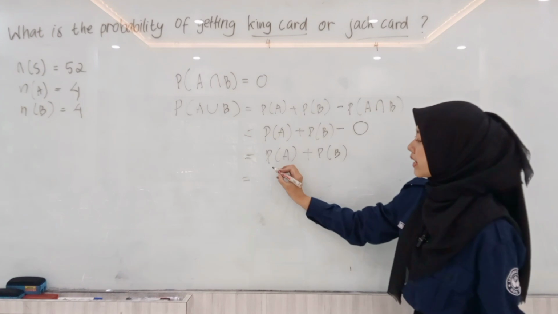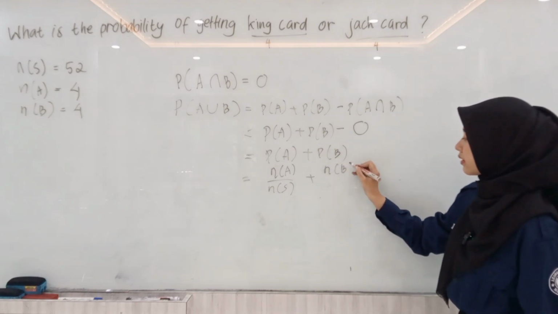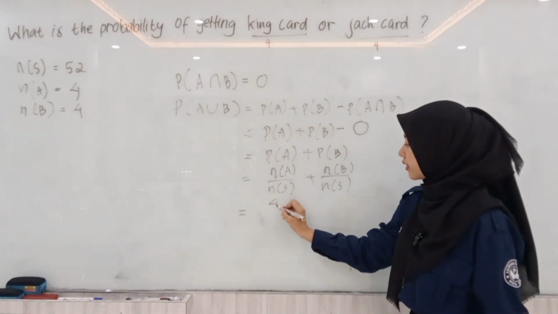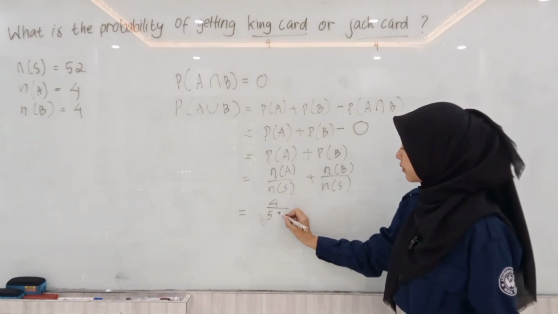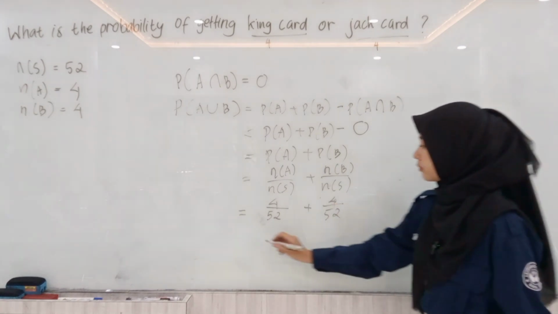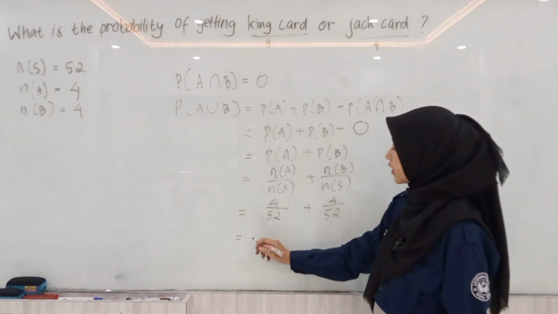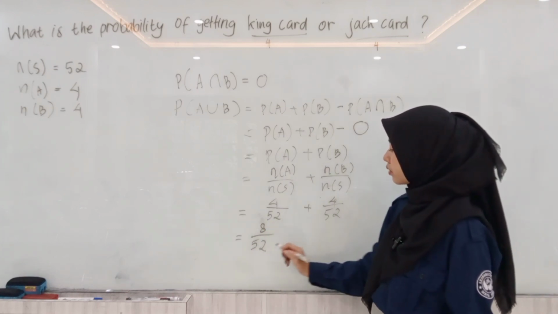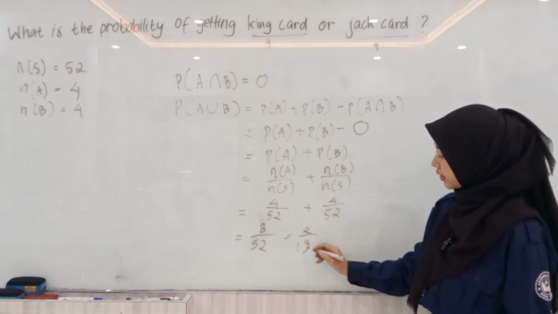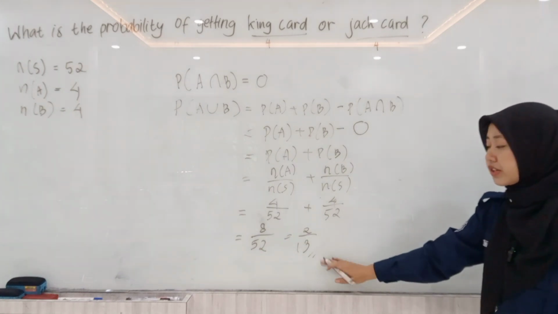And after that, we know PA is n(A) over n(S), and also PB is n(B) over n(S). And n(A) is 4, so I can write here 4 over 52, and then n(B) is also 4 over 52. So I can write here 4 over 52 plus 4 over 52 is equal to 8 over 52, or it's the same as 2 over 13. So the probability of getting a king card or a jack card is 2 over 13.